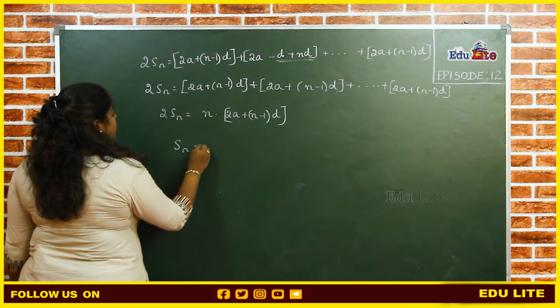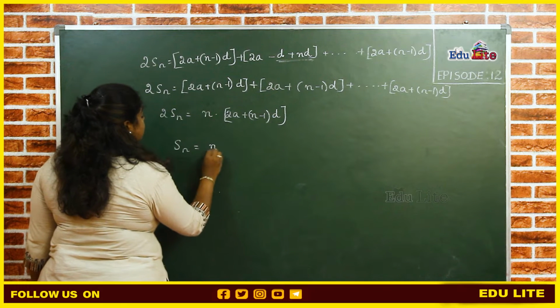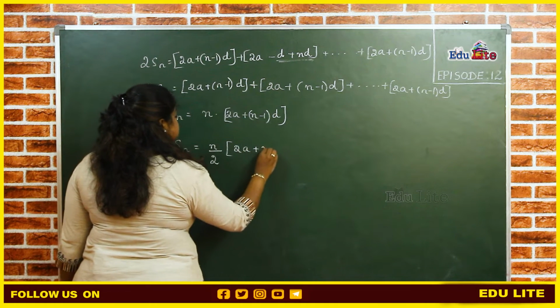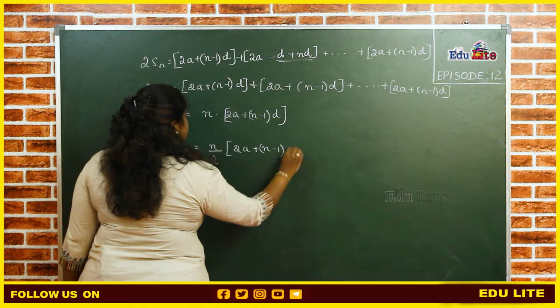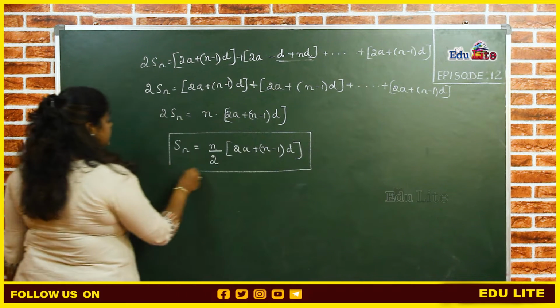We want only the value of Sn. So Sn is equal to, if I bring 2 to the other side, it will come to the denominator, n by 2 into 2a plus n minus 1 into d. We can use this formula of Sn for finding the sum of n terms.